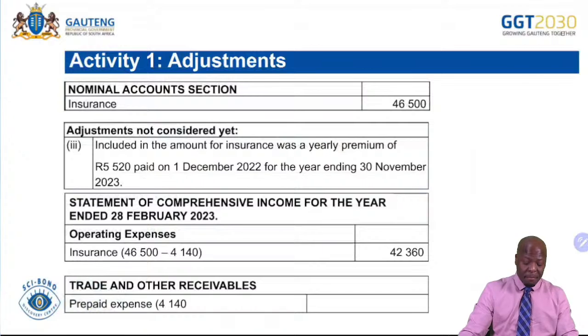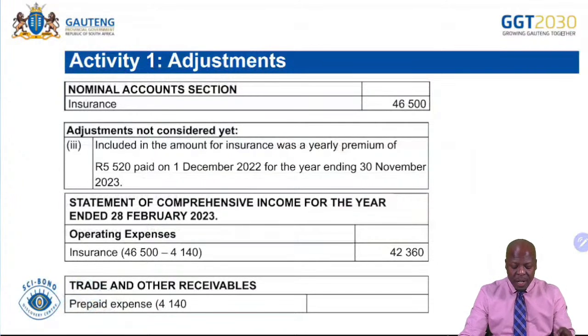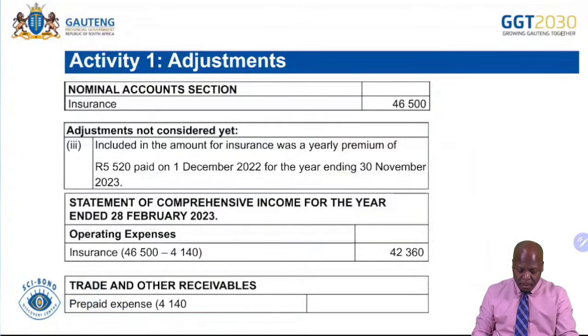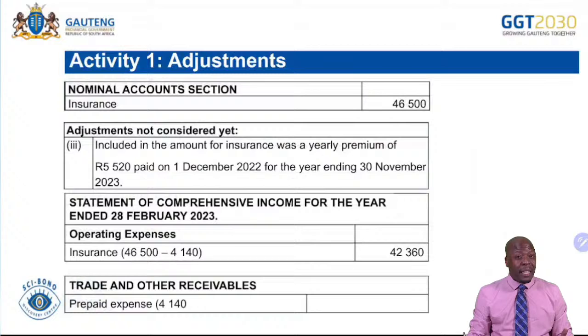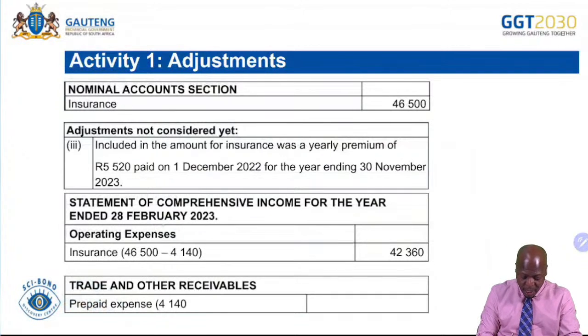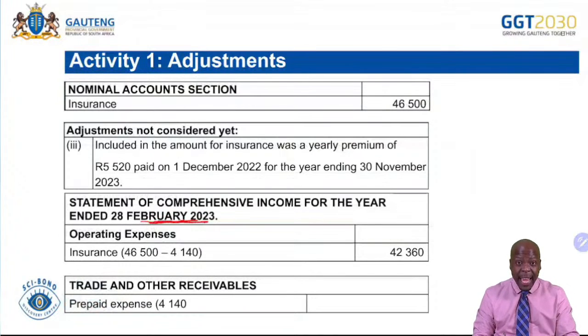Adjustment number 3. It reads, included in the amount for insurance was a yearly premium of 5,520 paid on the 1st of December for the year ending 30 November 2023. Do you remember what I said at the beginning of today's class? In the 10 minutes reading time, you need to capture. Your dates are very important. In this particular question, our financial year is ending on the 28th of February 2023. All right, this is the financial year end.